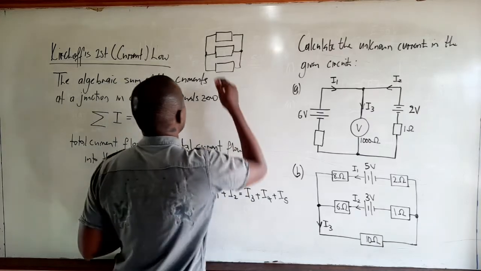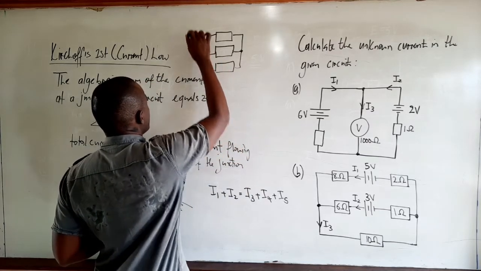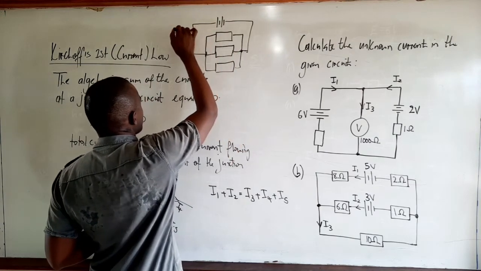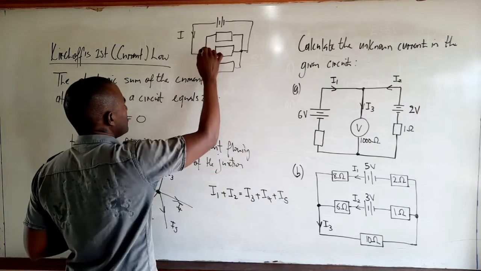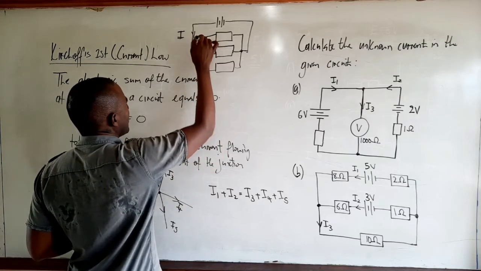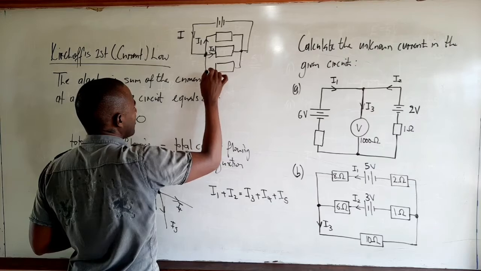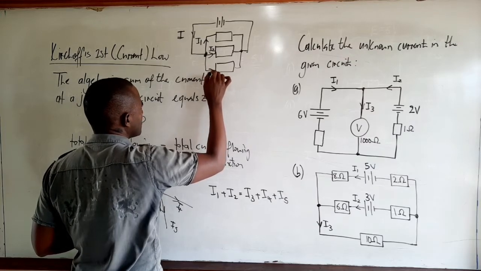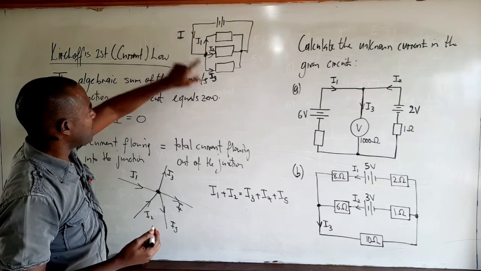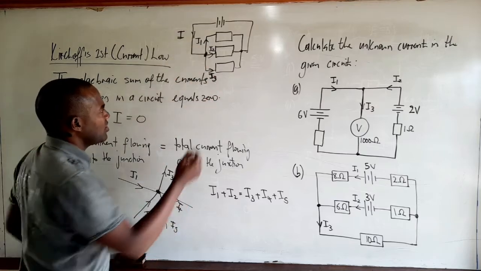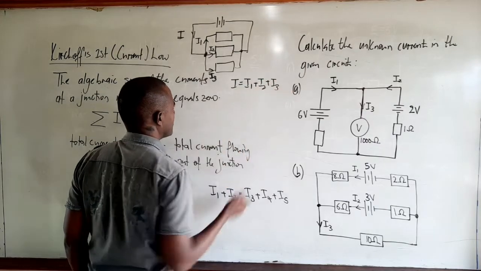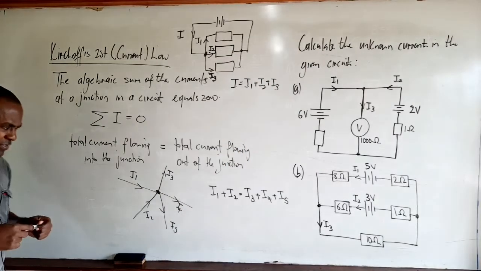and we have a battery connected across them like that. This battery is driving a current I. At this junction, the total current flowing into the junction is I, and let there be individual currents I1, I2, I3 flowing out of the junction. According to Kirchoff's first law, the total current flowing into the junction, I, must be equal to the total current flowing out of the junction, and so we say that I is equal to I1 plus I2 plus I3. This is basically Kirchoff's first law.